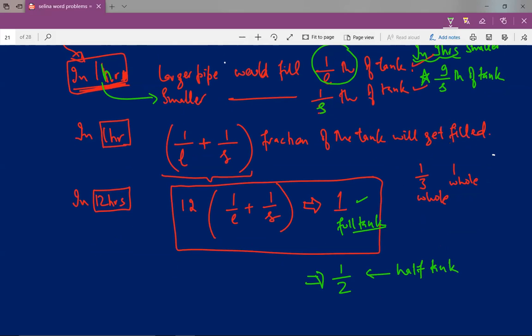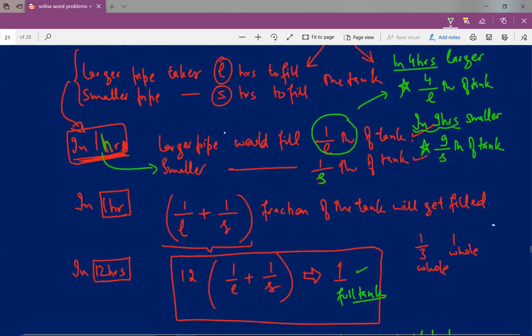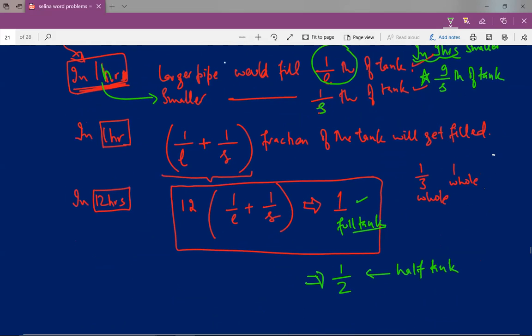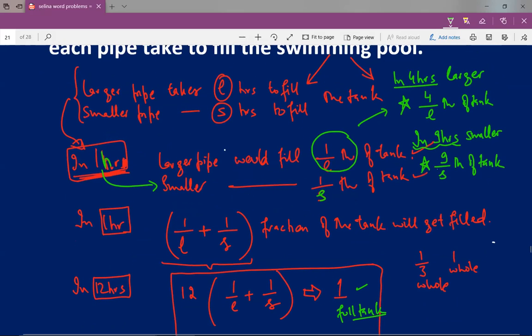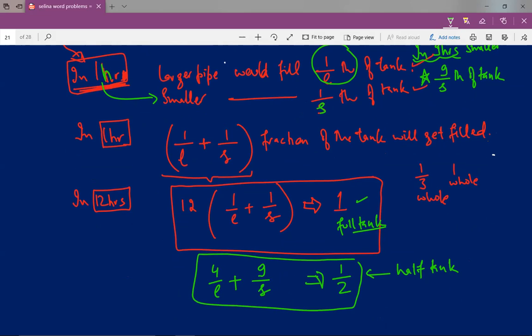And half tank is filled by the larger pipe taking 4 hours, that is 4 by 11, plus the smaller pipe is running for 9 hours. This will be plus 9 upon S. So this is my equation. This is my equation 1. This is my equation 2.